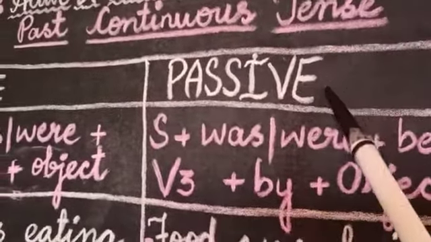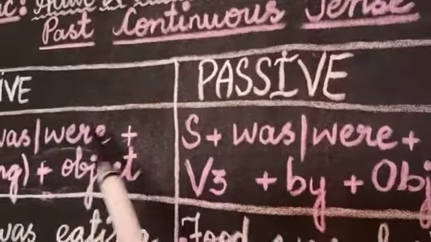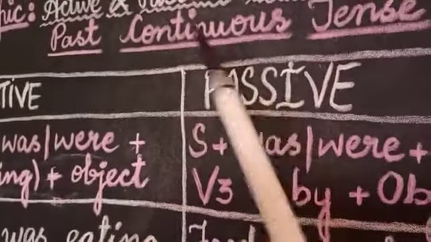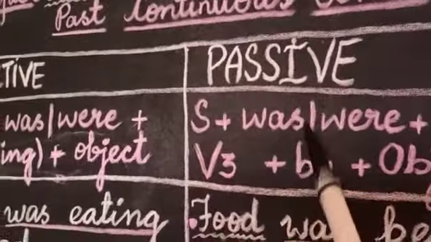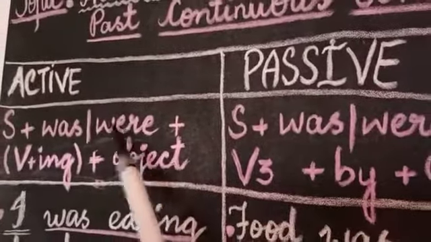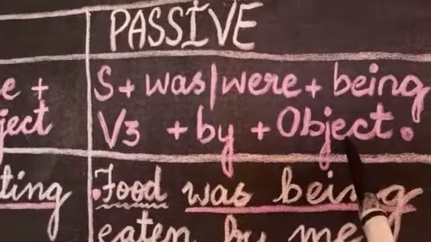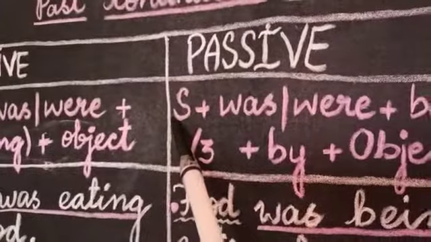See, now we have to learn the passive structure of past continuous tense. Means when we have to change a sentence from active voice to passive voice in past continuous tense, what sequence we have to follow at that time. My dear students, you have already learned that the subject of active voice becomes the object of passive voice, and the object of active voice becomes the subject in passive voice.